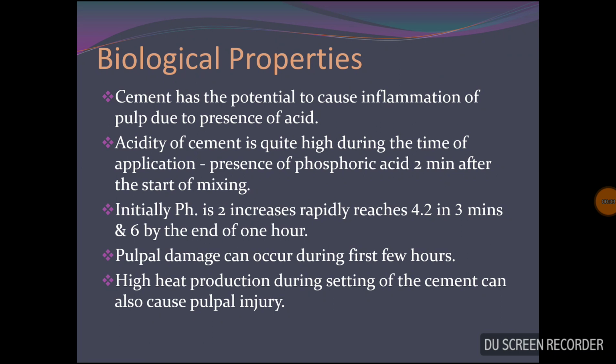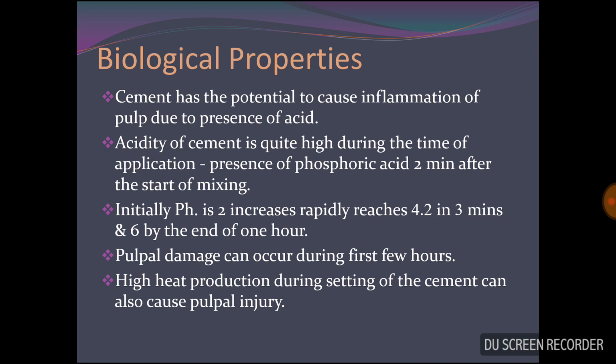Biological properties. The cement has the potential to cause inflammation of the pulp, especially in deep cavities, due to the presence of acid. It is hence mandatory to place cavity varnish to coat the dentinal tubules prior to the placement of zinc phosphate cement. Acidity of the cement is quite high during the time of application, due to the presence of phosphoric acid 2 minutes after the start of mixing.